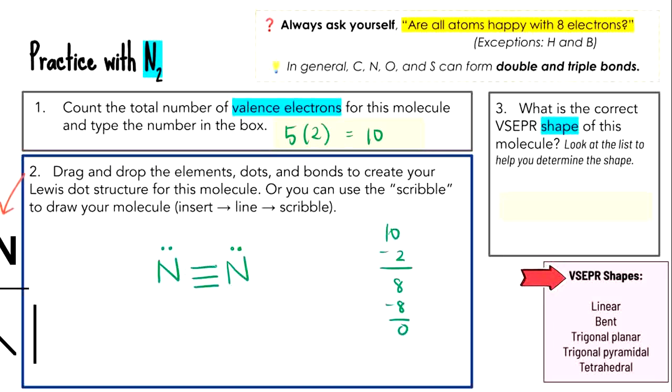Does each nitrogen have 8 valence electrons? Yes, it does. 2, 4, 6, 8. 2, 4, 6, 8. And we're done. What's the shape of this? There's only 2 atoms here, right? So they are considered the outside atoms. Are these dots considered lone pairs? No, because there is no central atom. So remember, if there's no central atom, they're not lone pairs. So what shape is this? Linear.